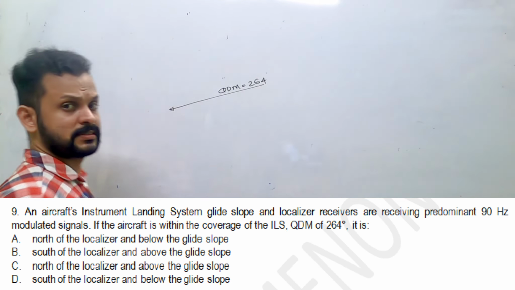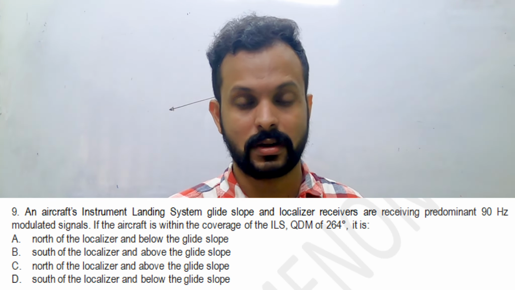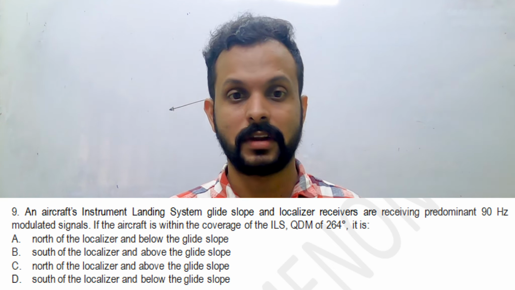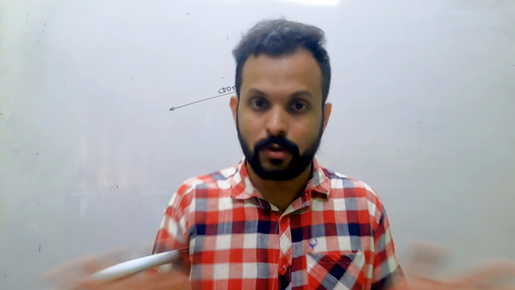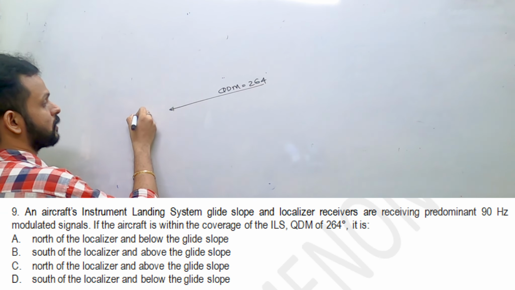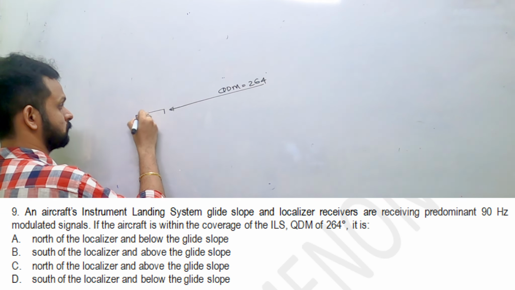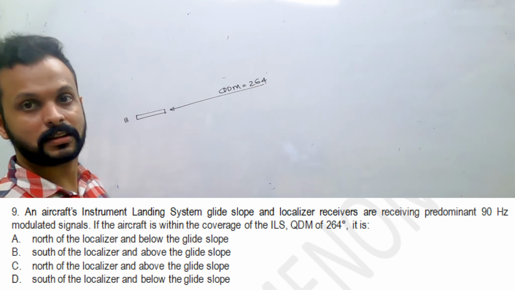Remember when we discussed the horizontal and vertical coverages of ILS, localizer and glide slope, both the horizontal coverages, we have defined that on the basis of QDMs. So plus or minus 10 degrees, plus or minus 35 degrees, all those things were defined with respect to runway QDM. So the QDM here is 264, the runway is here, and the localizer is right here. That is the meaning of that.